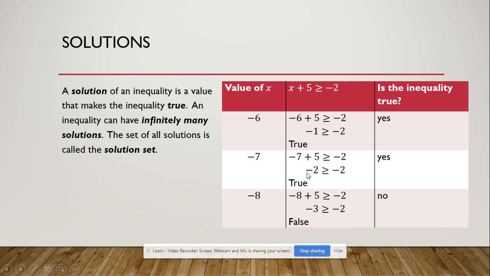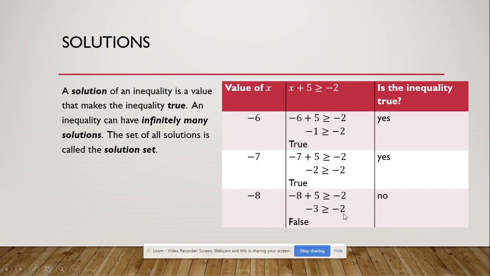Now here we've got negative 2 is greater than or equal to negative 2. If it was not for the "or equal to," that little line on the bottom, this would be false. But because that line is there, they are equal, so this is also true. All right, trying out the negative 8, we'd get negative 3 is greater than negative 2.